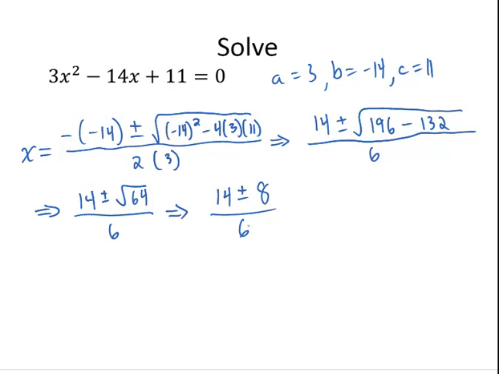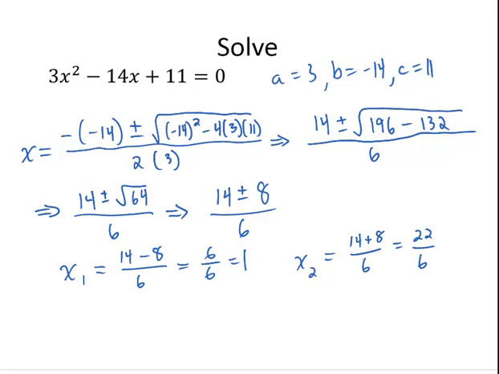Now what I'll do is split this up into two numbers, right? Remember that plus or minus means that we have two values here. So I'll say x1, our first solution, is 14 minus 8 over 6, which is 6 over 6, which is 1. x2, our second solution, would be 14 plus 8 over 6, which is 22 over 6, or 11/3. And so our solution set for the equation contains 1 and 11/3.